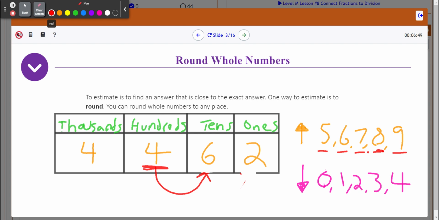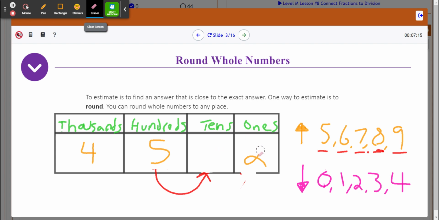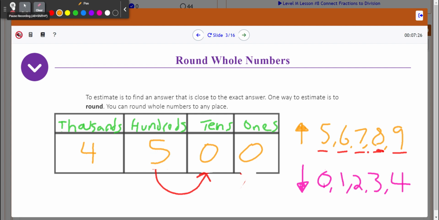So we go back to the original number, we go back to 4. And again, if you're rounding up, that number is going to go up one number. So that 4 becomes a 5. And just like before, once you round your number, whether it's up or down, it doesn't matter, every number to the right becomes a 0. So that 6 and 2 become 0. So rounding up, our number is 4,500.